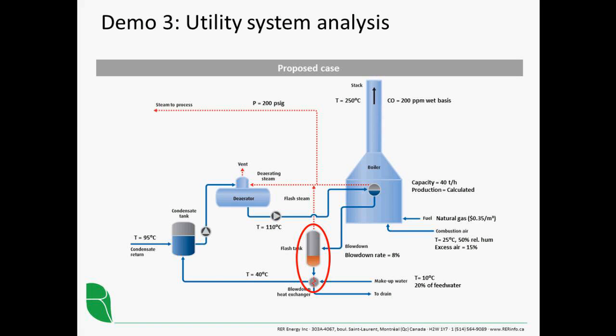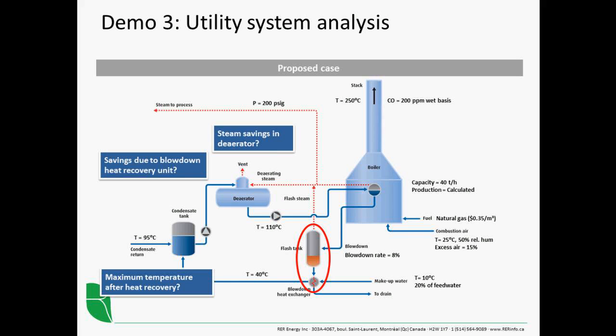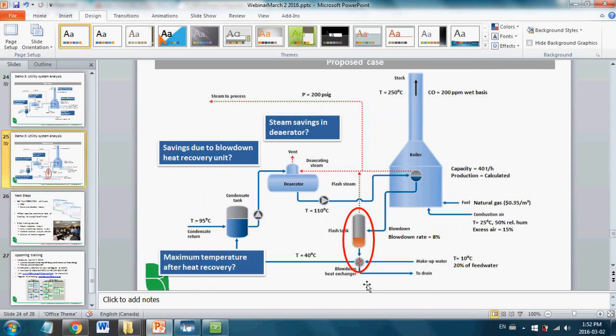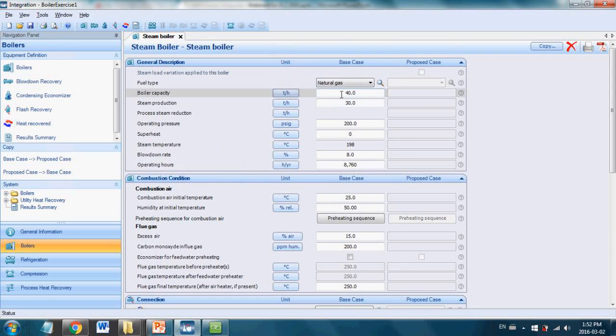So let's see what we can do there. And of course, we want to compare that with the base case, which we just looked at, and see what's the steam savings in the deaerator, what's the savings due to blowdown heat recovery, and what's the maximum temperature after heat recovery, both here and here. So the software can help us do that. First thing is, I'm essentially taking this base case and making a few minor modifications to it.